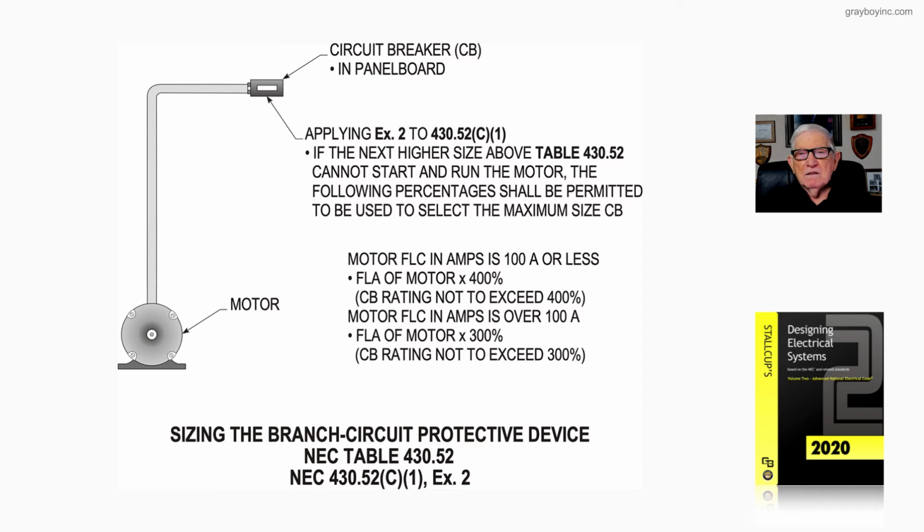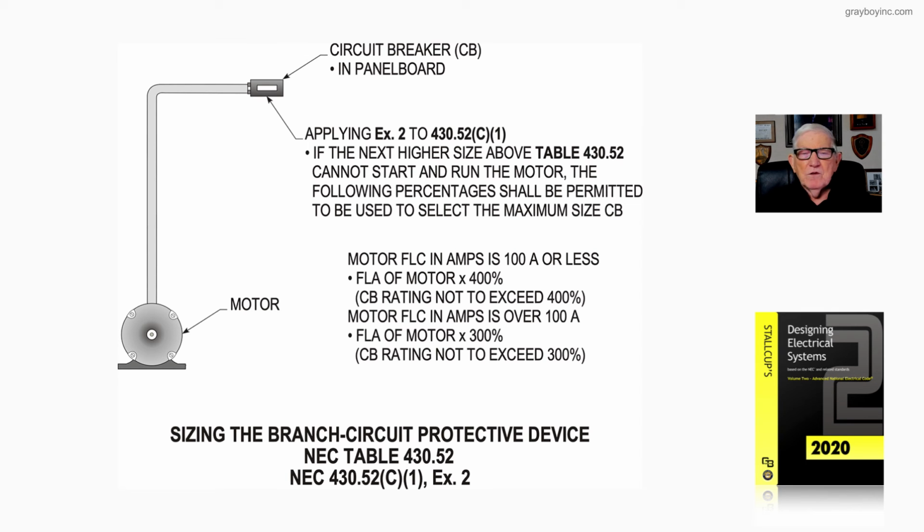Now, further looking at the illustration, notice the rating of a non-time delay fuse not exceeding 600 amps shall be permitted to be increased, but shall in no case exceed 400% of the motor's full load current. That's in Exception No. 2 to 430.52(C)(1). And then notice the rating of an overcurrent protection device, such as a time delay fuse, shall be permitted to be increased, but in no case exceed 225% of the motor's full load current.